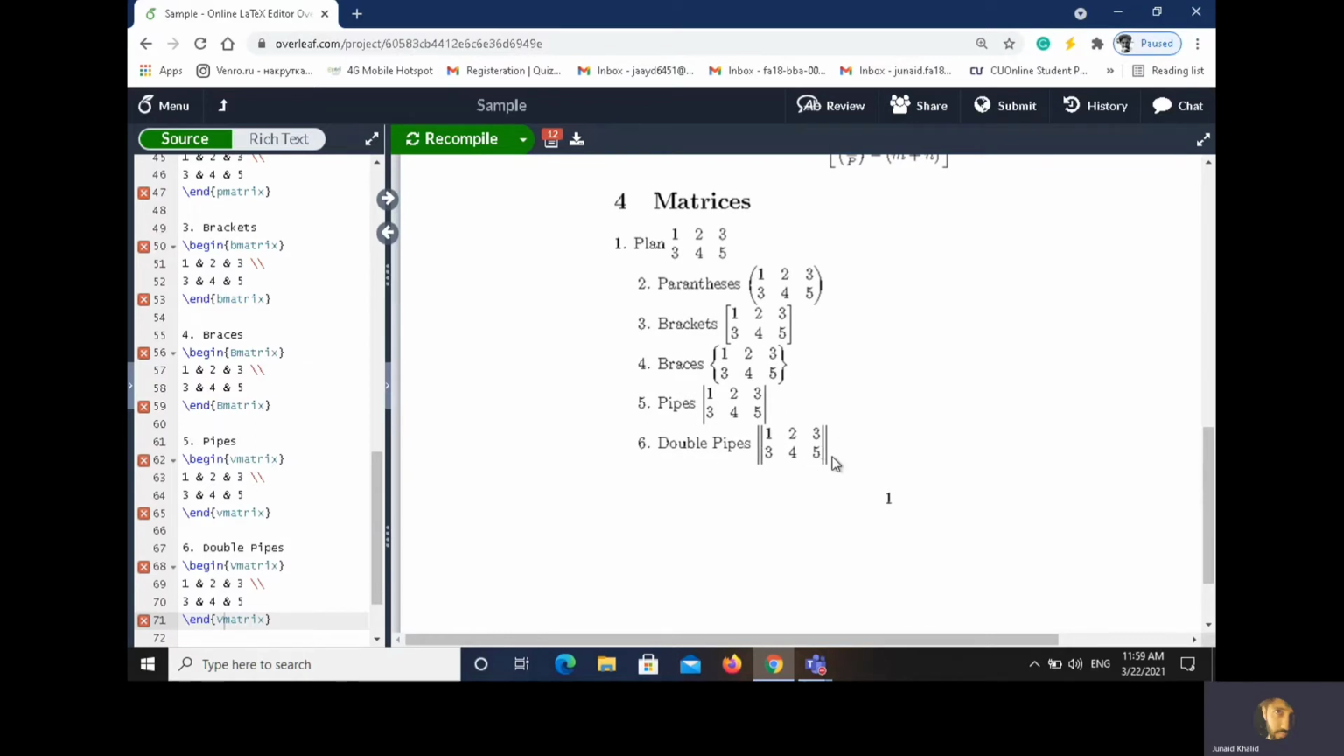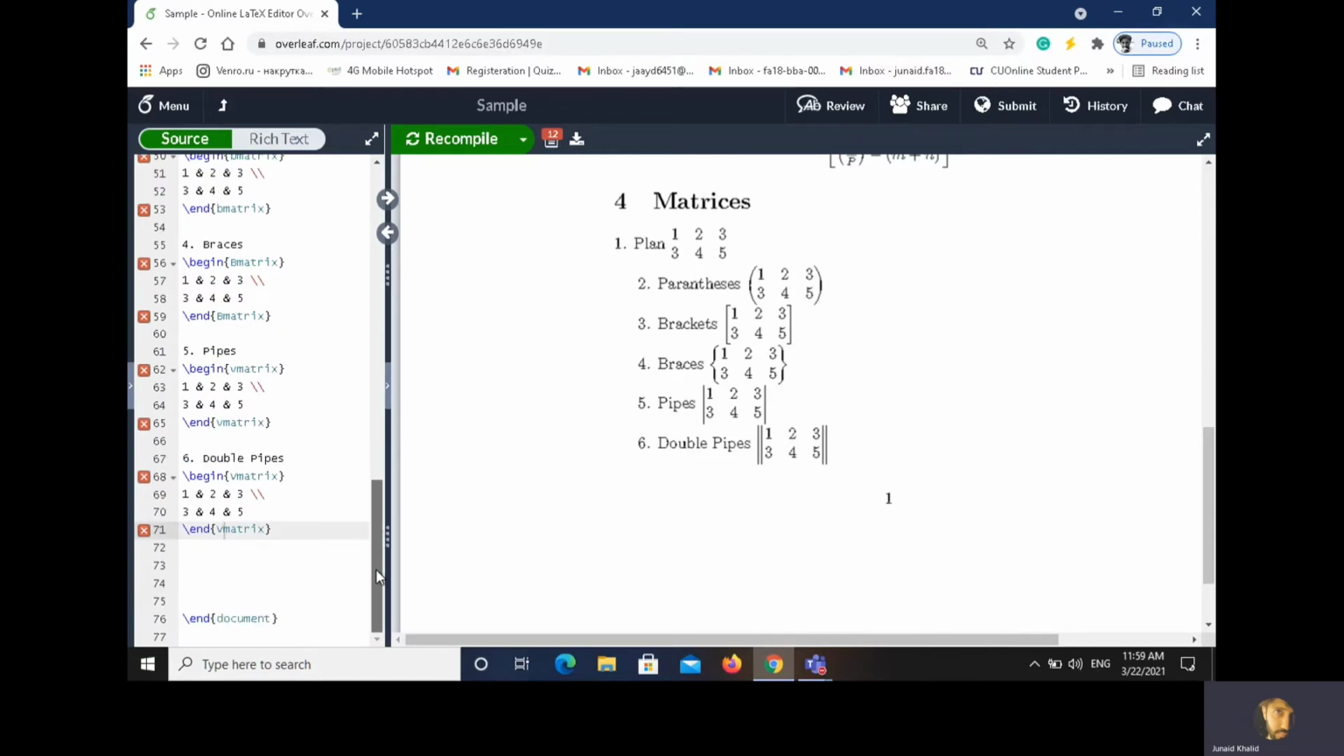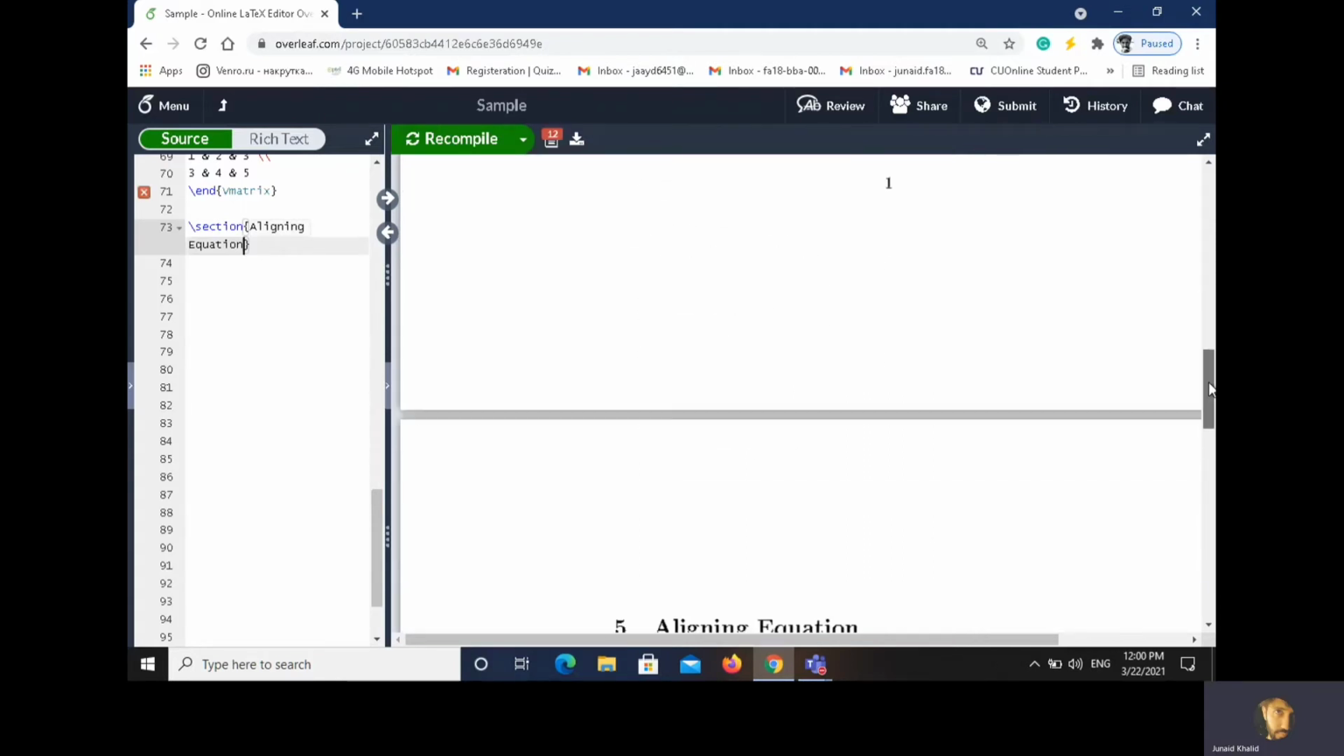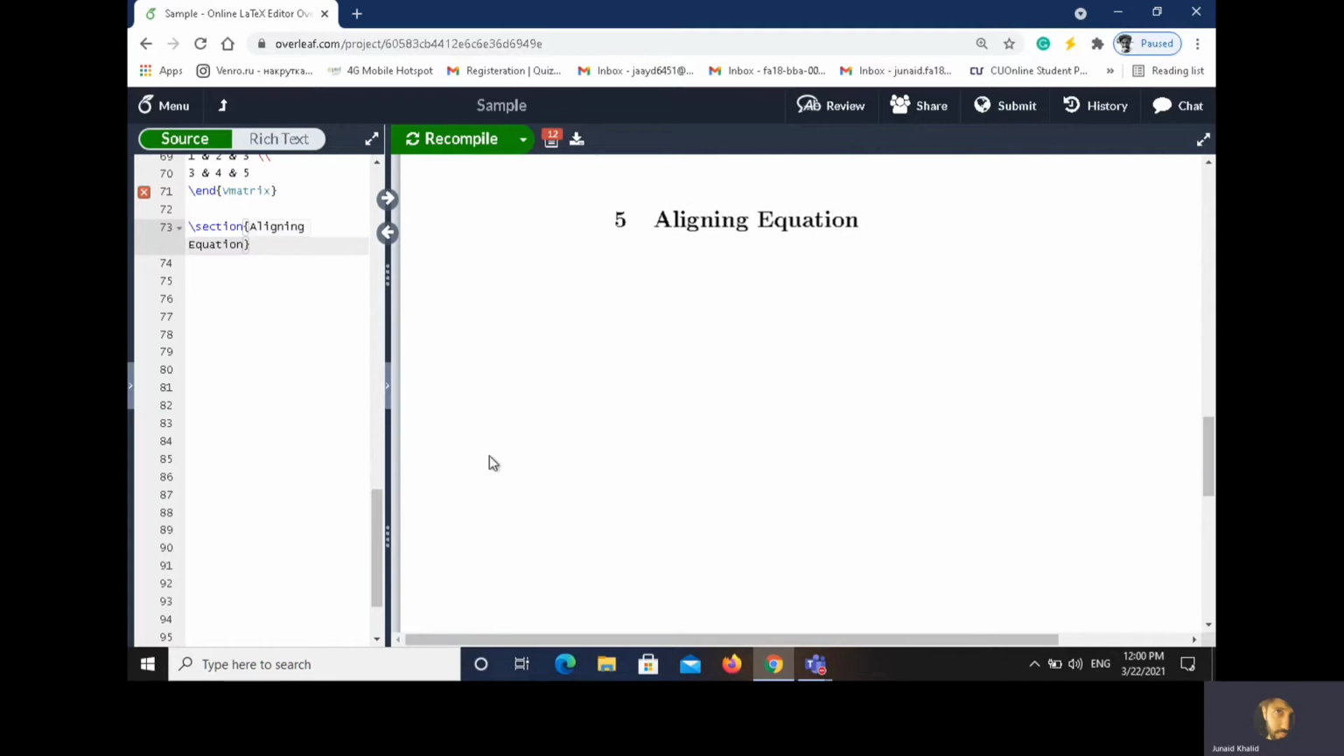So in this way we can write matrices in LaTeX by using overleaf.com. Now we're going to write the next section, and in this section we're going to align equations, aligning equation, and compile. Here it is, aligning equation.